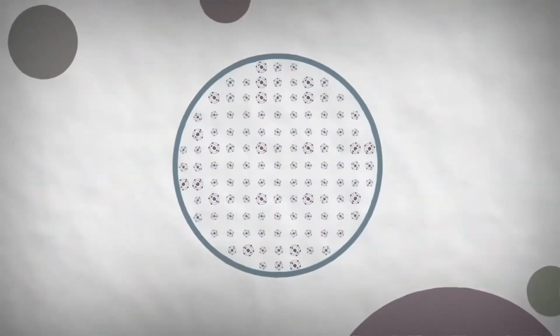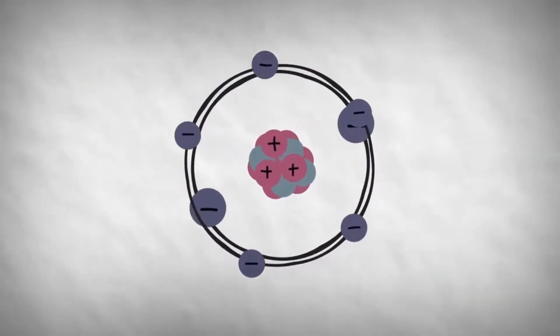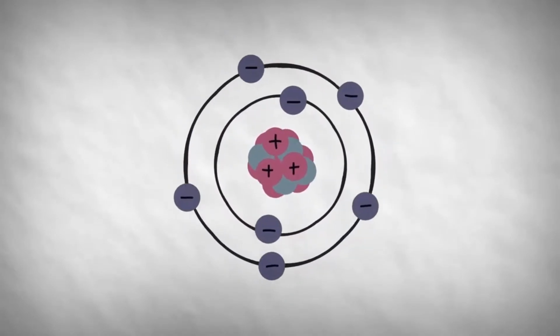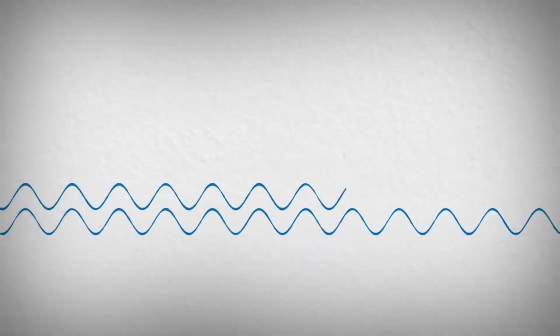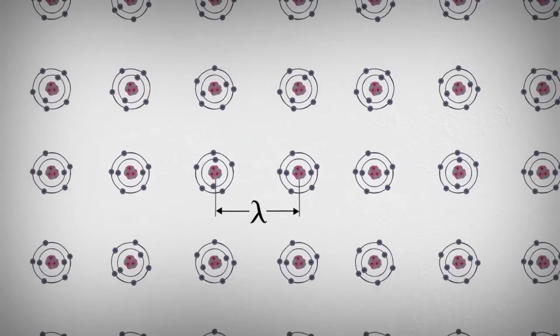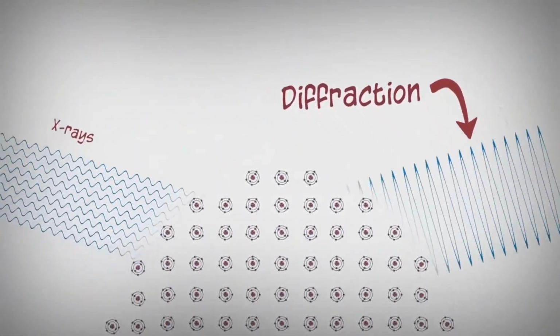Each of these crystals is composed of a regular arrangement of atoms, and each atom is composed of a nucleus surrounded by a cloud of electrons. It's at this scale that the story of X-ray diffraction begins. X-rays are high-energy light with a repeating period called the wavelength. Since the wavelength of an X-ray is similar to the distance between atoms in a crystal, a special interference effect called diffraction can be used to measure the distance between the atoms.